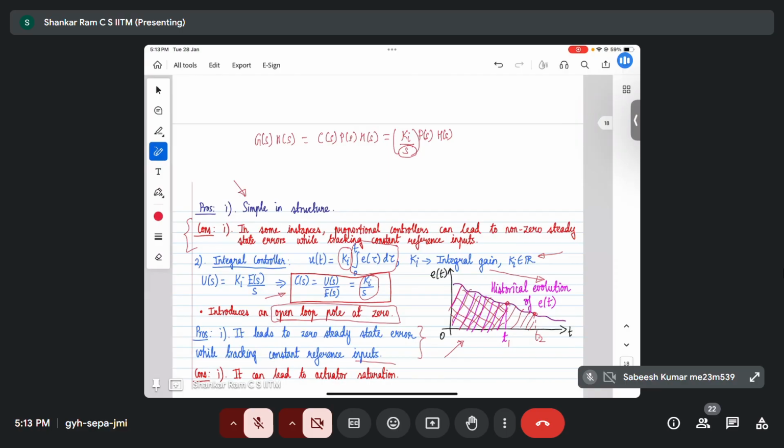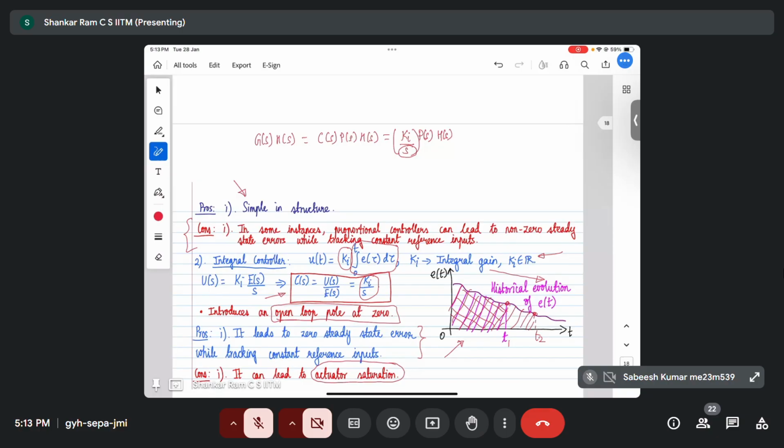And that's something which you call actuator saturation. Actuator saturation is the phenomenon where, as we keep on decreasing the error, although the error decreases, due to the nature of the integral controller, the control input increases in magnitude, and it may go beyond the capacity of the actuator.